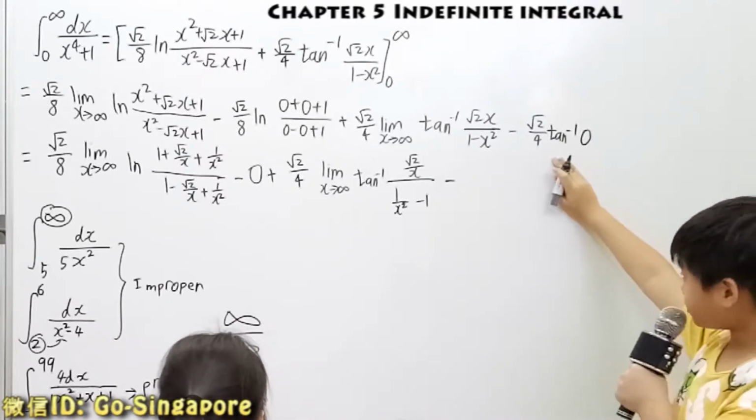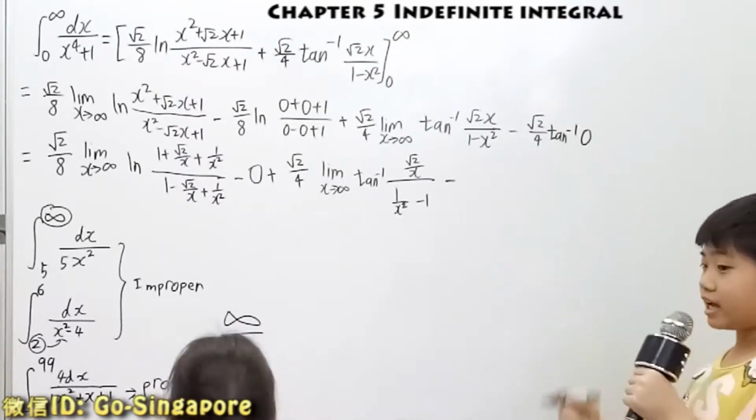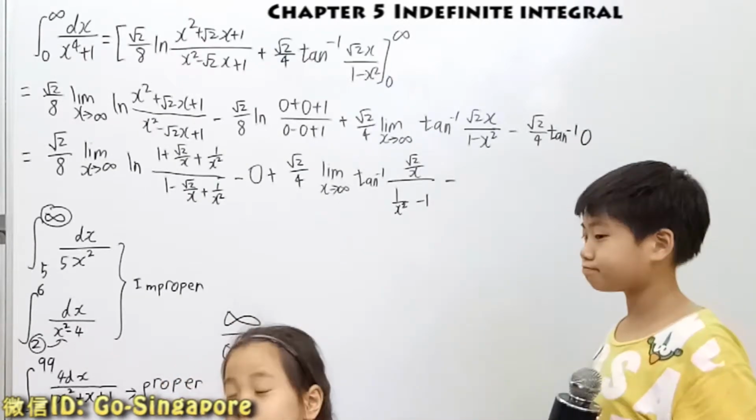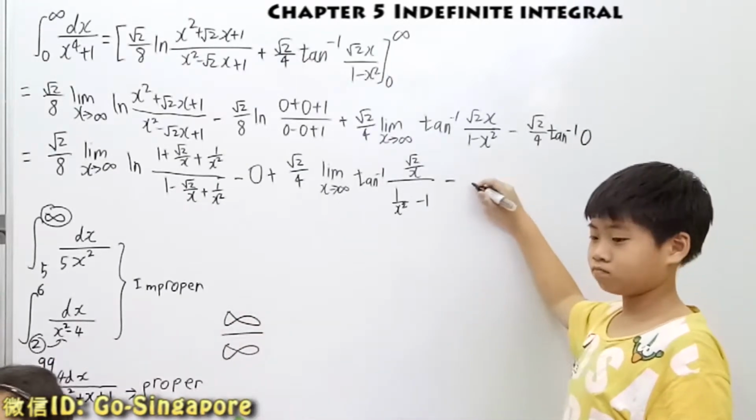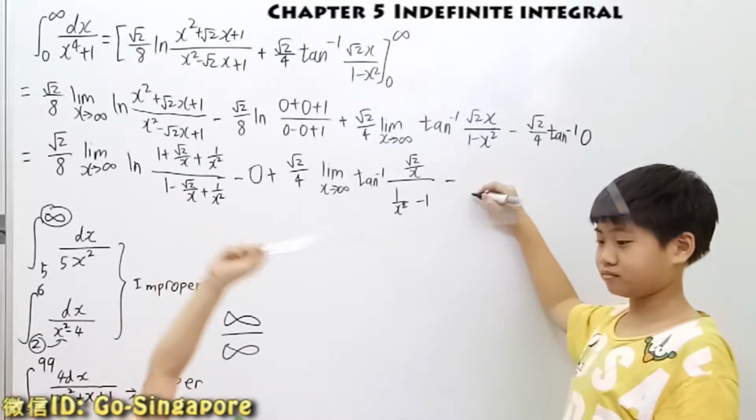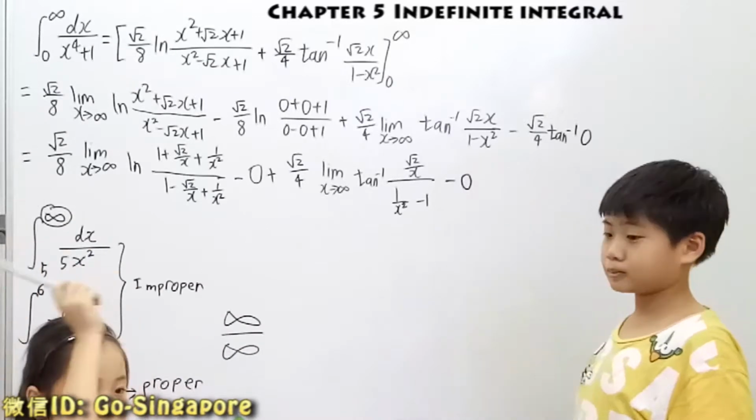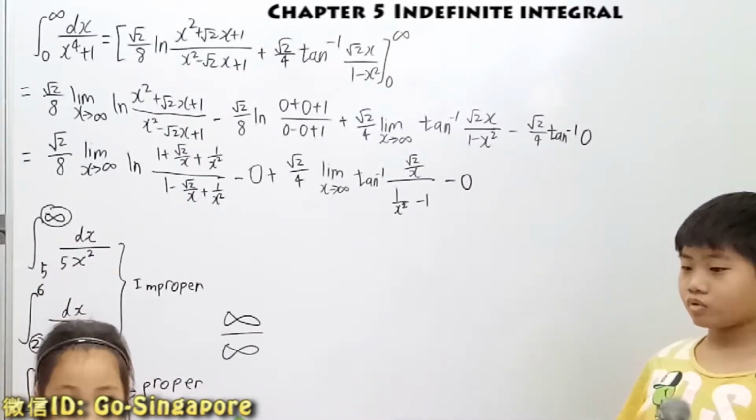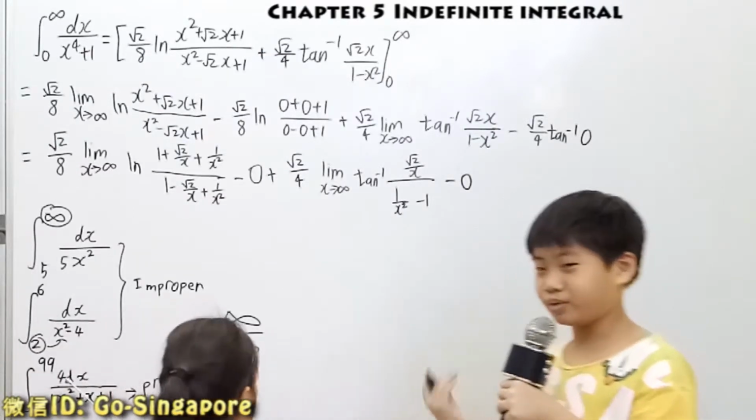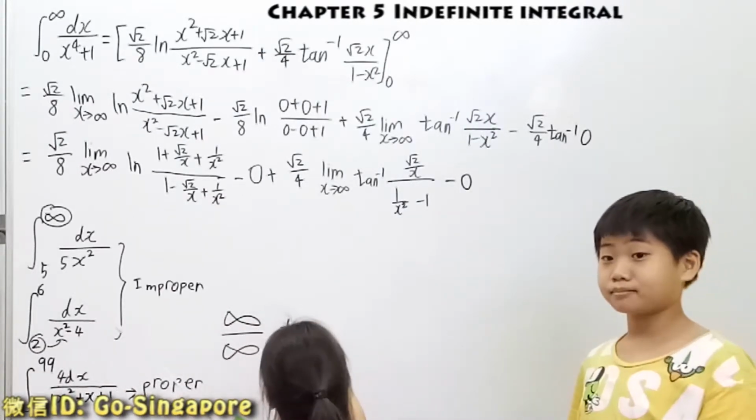Okay, so right now for this, inverse tangent 0, what do you need to put as answer? Actually, there are two types, one is pi and one is 0. But usually calculator will use 0. Actually, like pi, 2 pi, 3 pi, these all can. Yes.